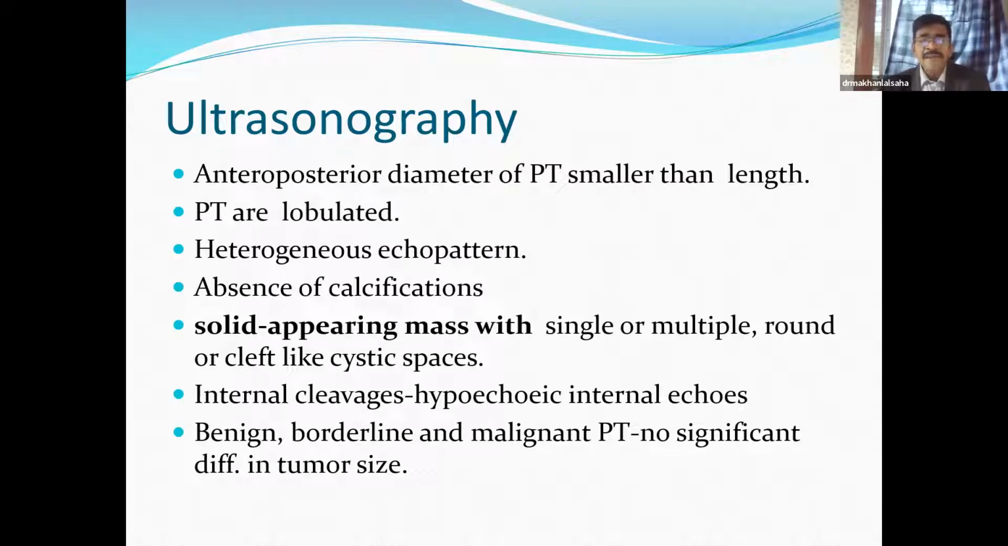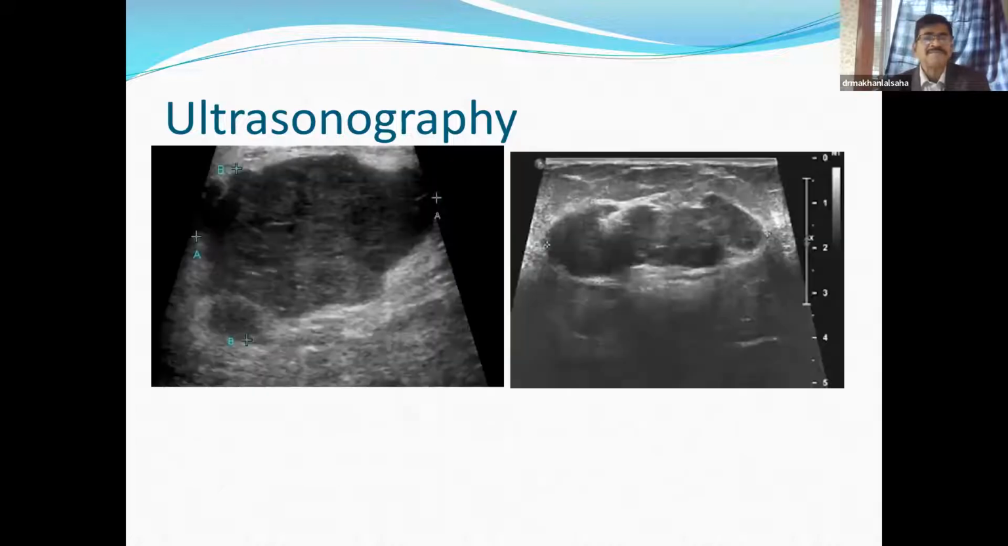In borderline, malignant, and benign Phyllodes tumor, there is no significant difference in tumor size. So this is a classical ultrasound picture where you find the anteroposterior diameter is less, it has a heterogeneous echo, and inside the tumor there are some cleft-like appearances, which appear hyperechoic.